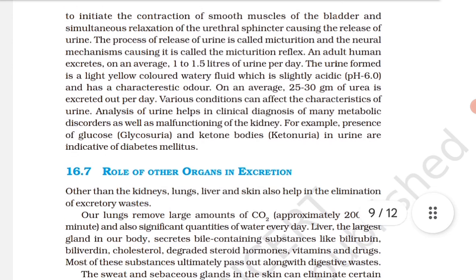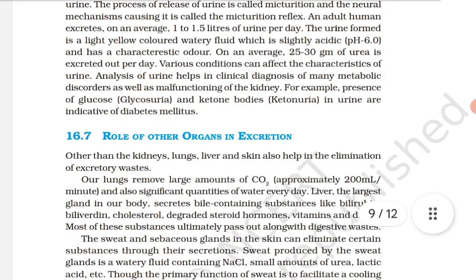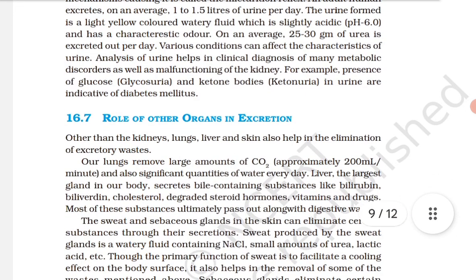Sebaceous gland eliminates certain substances like sterols, hydrocarbons, and waxes through sebum. Sebaceous gland क्या क्या eliminate करती है? Sterols, hydrocarbons, and waxes. Understood? डबल इसलिए रिपीट करता हूँ ताकि माइंड में सेट हो जाए. ठीक है. This secretion provides a protective oily covering for the skin.